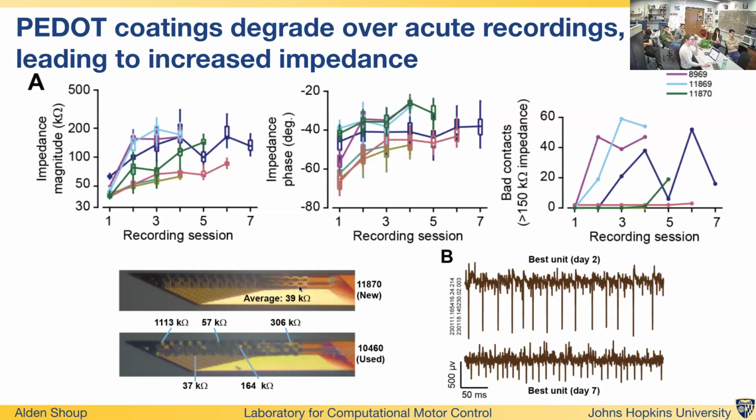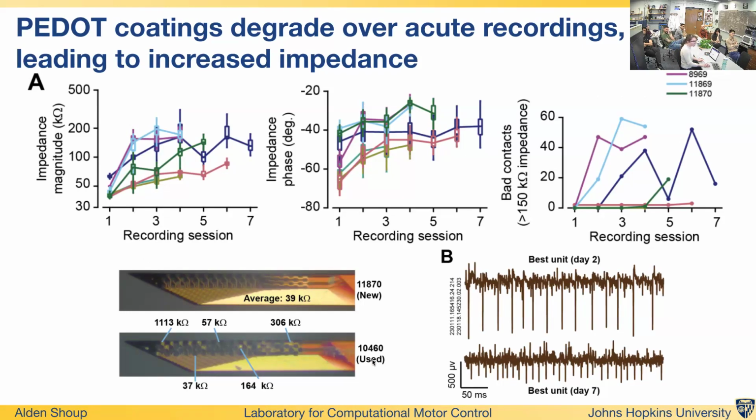So this probe here is a brand new Cambridge checkerboard probe. You can see the contacts are a darker green, almost blue color, and that generally means that the coating on them is pretty good. The PEDOT coating is brand new. So in this case, the probe was really good. You had an average of about 40 kiloohms impedance.